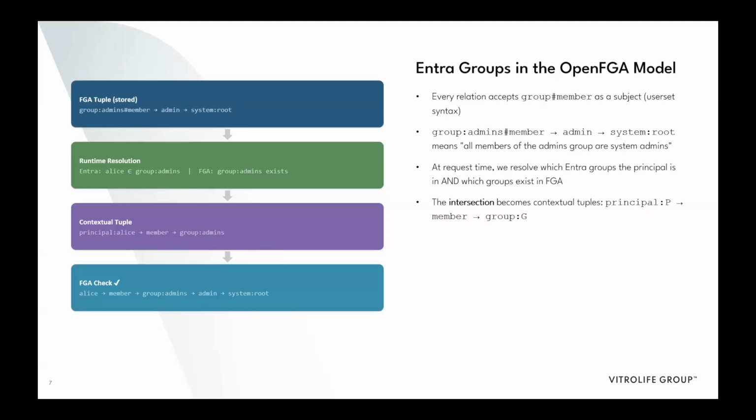And then we've created a middleware, which I will talk a bit more about later, that adds the Entra groups that exist in OpenFGA to the contextual tuples. We also extract the transitive groups from Entra, making sure that we're not limited to only direct memberships.